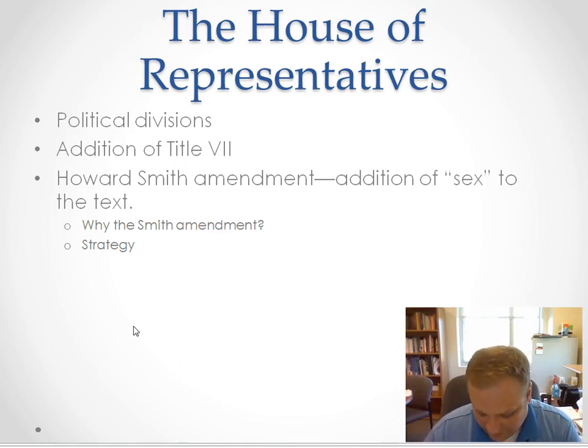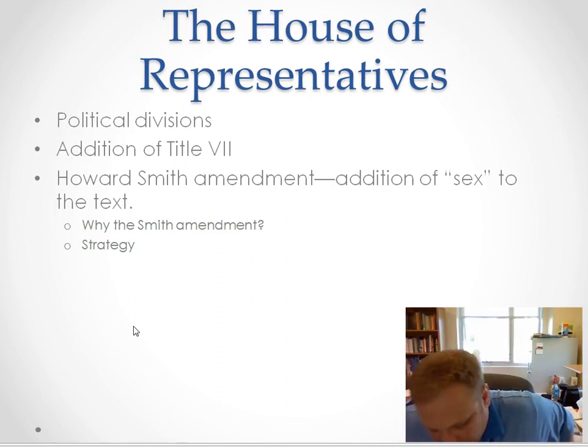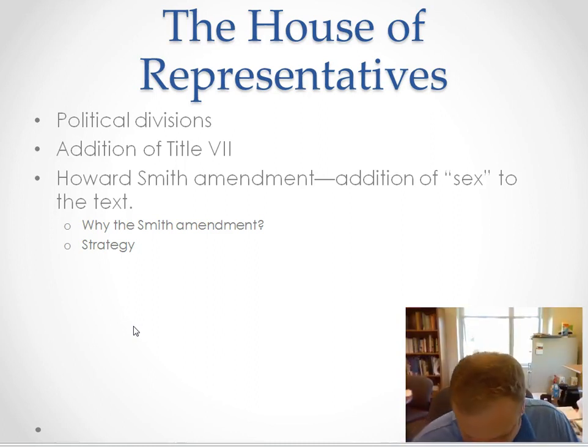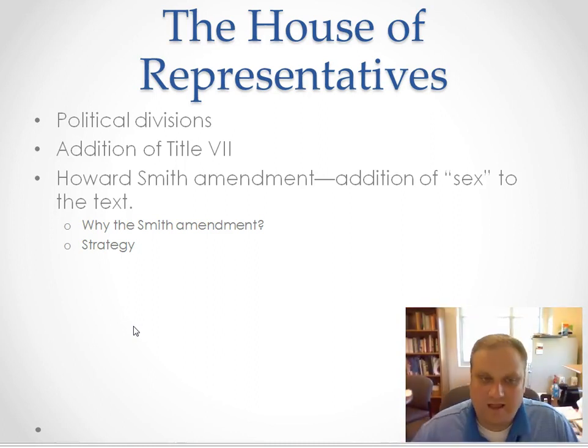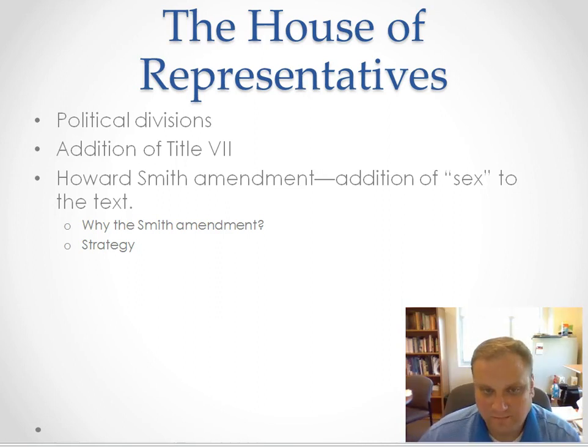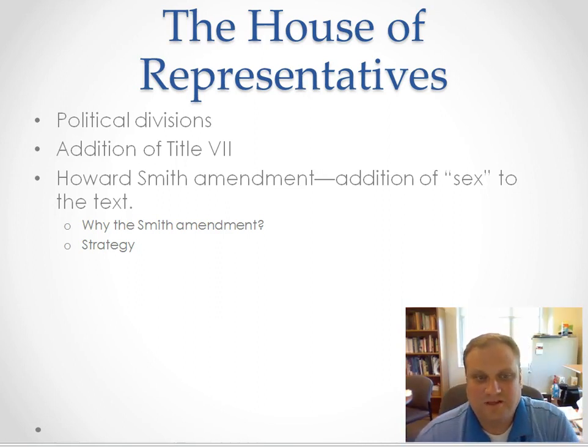One of the men opposed to passing this bill, who didn't want to see it succeed, had actually added something. Howard Smith of Virginia added an important word to the text of this bill. So, what is added to the text, and who is Howard Smith of Virginia?